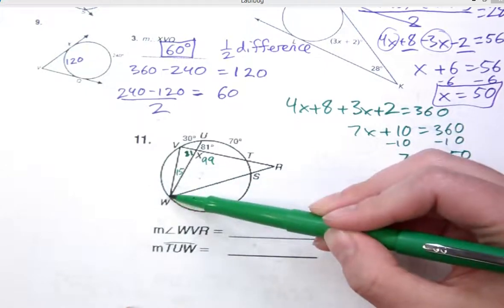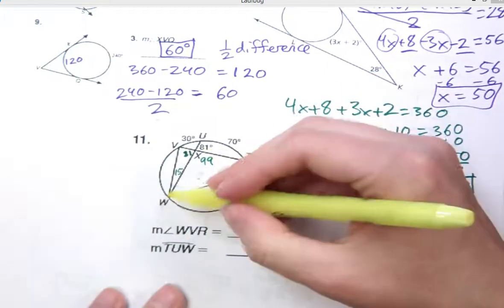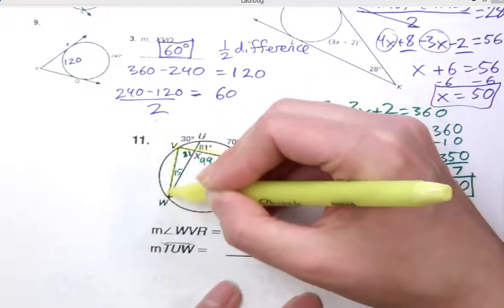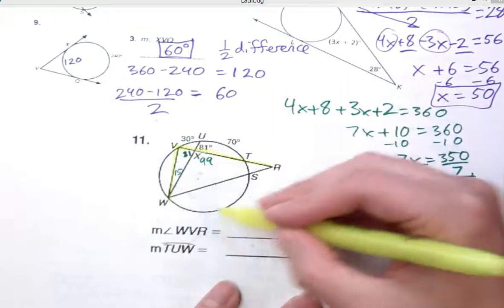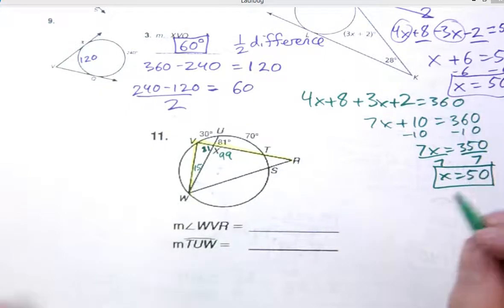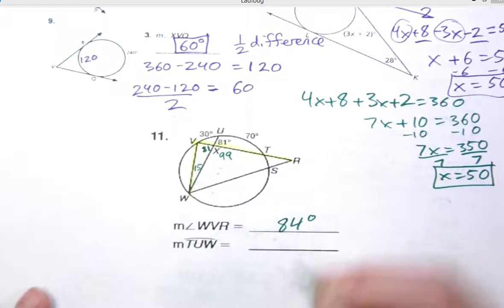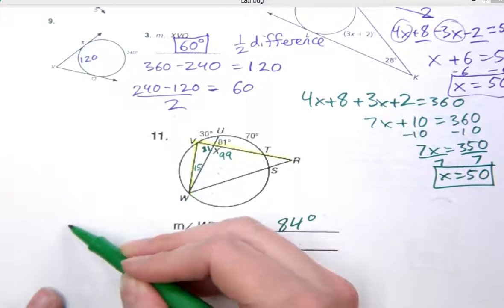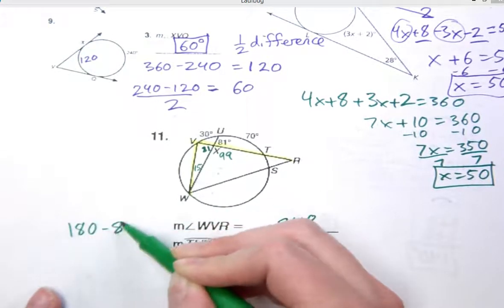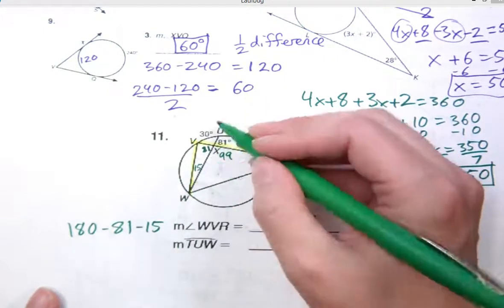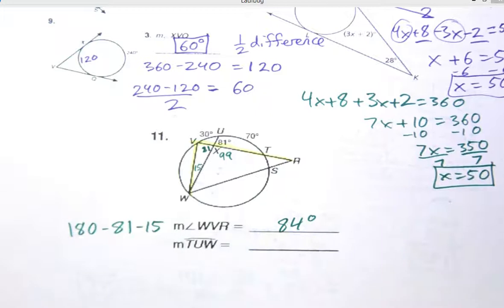So WVR is this angle here. Okay, we don't have the arc length here. Do we have a triangle to work with? Yeah, it is 84, whoever told me that. But let's go through the math of how to find it. So we just take the 180 minus 81 that we already labeled for a vertical angle minus the 15 that we already labeled from the inscribed angle, and that gave us the 84.